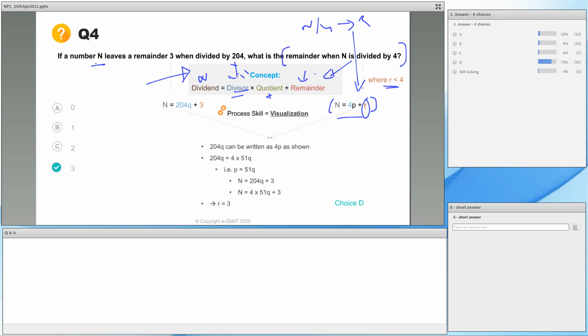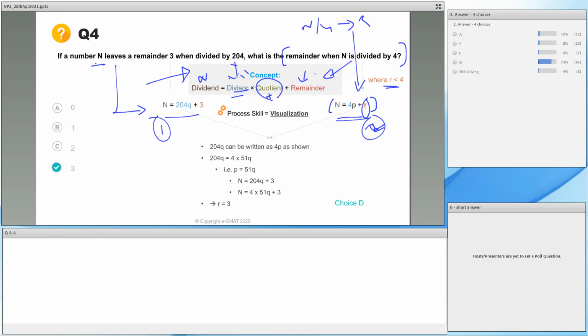And what are you given if you translate this information from English to math? N equal to 204 times some quotient plus 3. Again, the quotient really doesn't matter. What matters is the divisor and the remainder. Now, look at the structures. They're very, very similar. If you can express 204q plus 3 as some 4p plus r, then whatever you have as r is the correct answer. Correct? It's as simple as that.